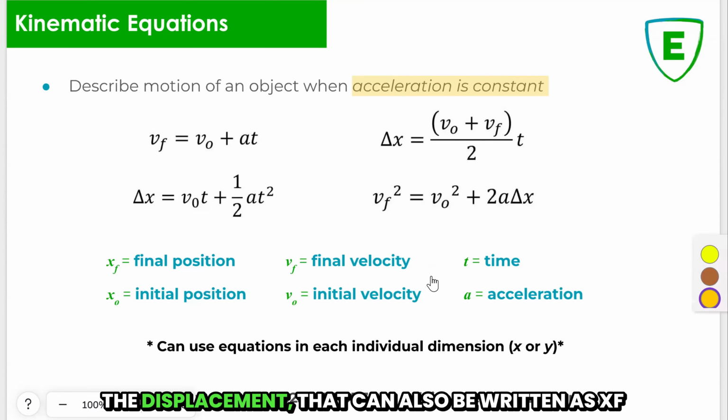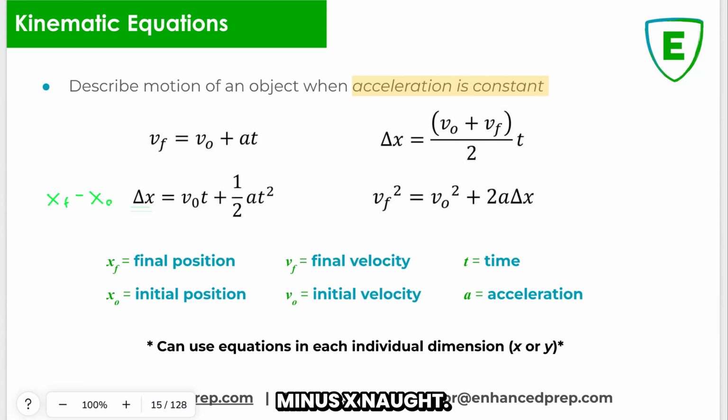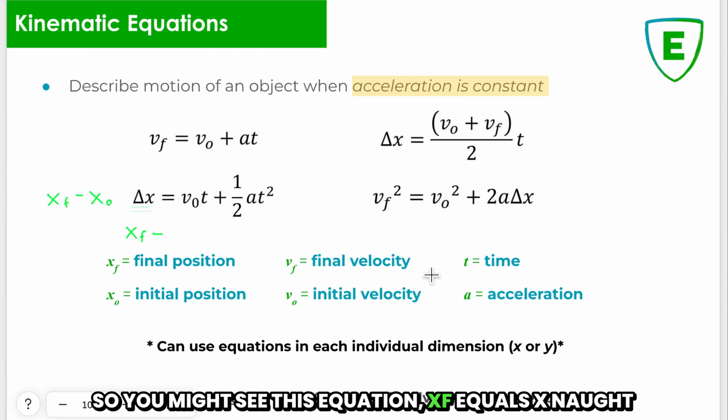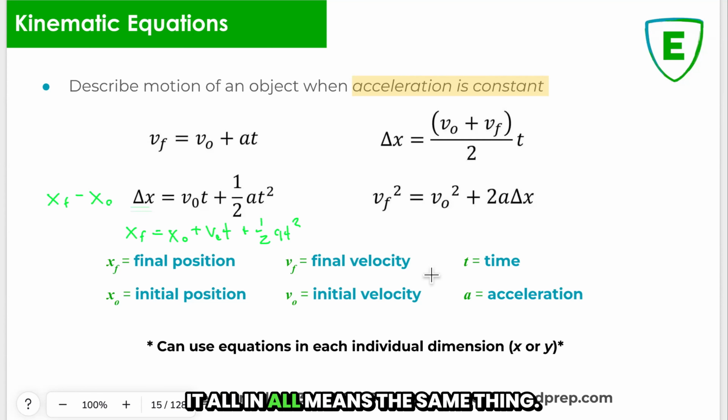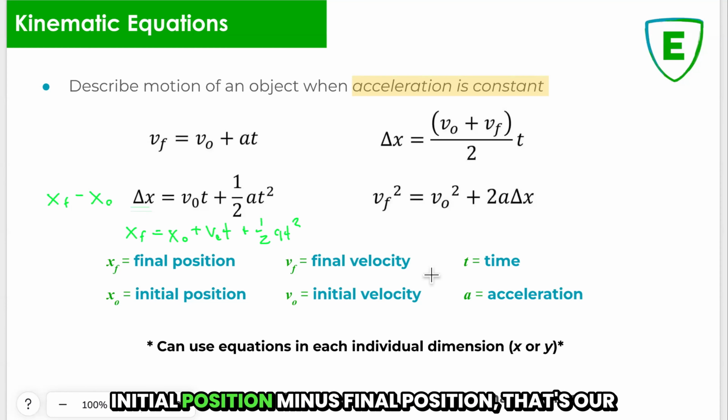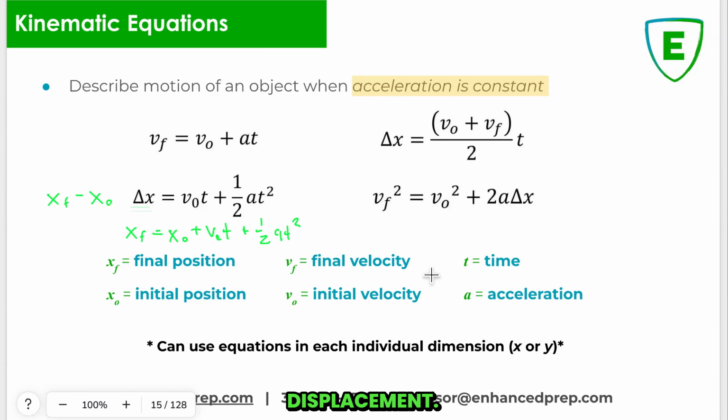The displacement can also be written as xf minus x naught. So you might see this equation, xf equals x naught plus v naught t plus 1/2 a t squared. It all in all means the same thing. Final position minus initial position, that's our displacement. Okay.